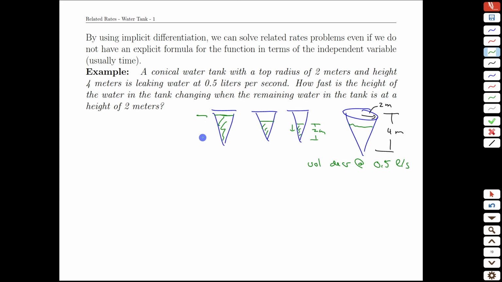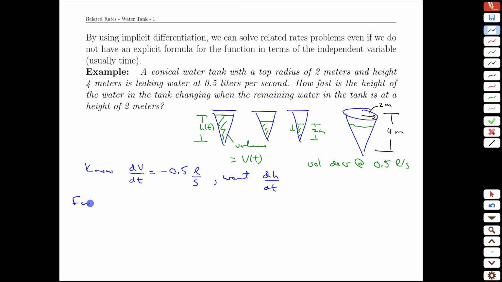So let's give that a name. Let's call the height in general h, and let's call the volume v. Both of these are functions of time. And what do we have? We know the rate of change of the volume. There's a hint here that we've got liters per second, so that's volume per unit time. And we know the volume of water in the tank is decreasing. And what do we want? We want dh/dt. Perfect. Those are the two rates that we want to relate using our approach.